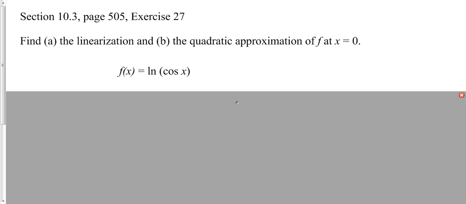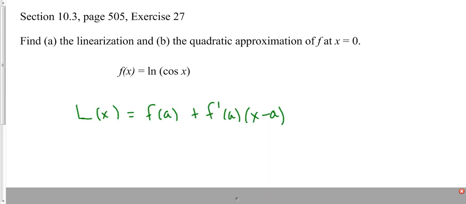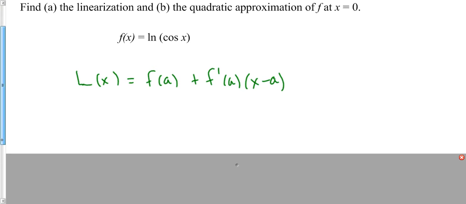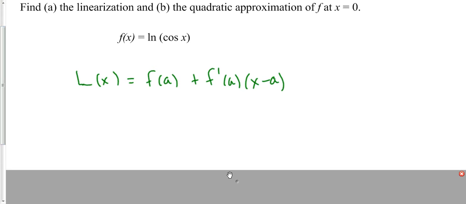So part A asks us to find the linearization. So the first thing that we need to do is remind ourselves what the formula is for linearization from chapter 5. And that is L of x is equal to f of a plus f prime of a times x minus a. And in this case, a is equal to 0. And this is really a first order Taylor polynomial. So we know how to find this, and we can do it. We just have to find a bunch of derivatives.